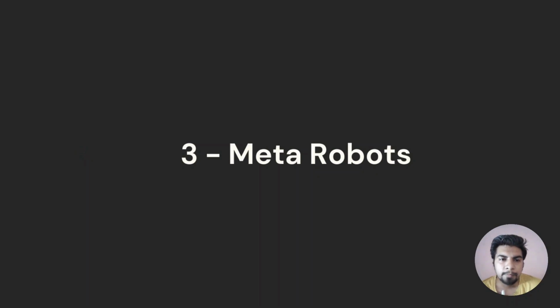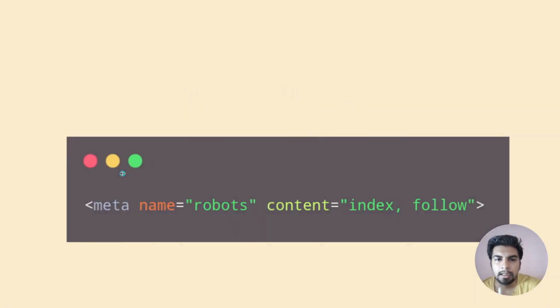Next comes meta robots. Guide search engine crawlers by setting values such as index or follow to ensure proper indexing and crawling of your content. This is the example for the same.